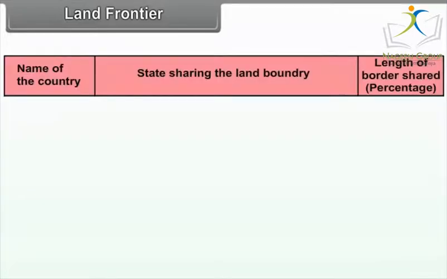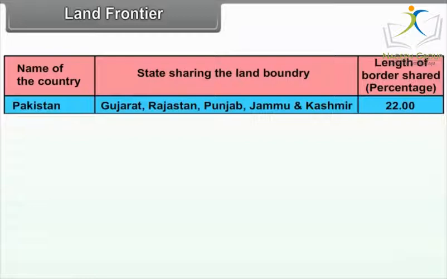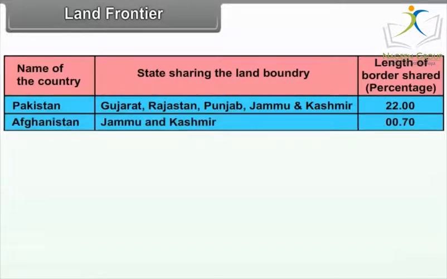Land frontier. Name of the country, states sharing the land boundary, length of border shared in percentage. Pakistan: Gujarat, Rajasthan, Punjab, Jammu and Kashmir, 22%. Afghanistan: Jammu and Kashmir, 0.70%.